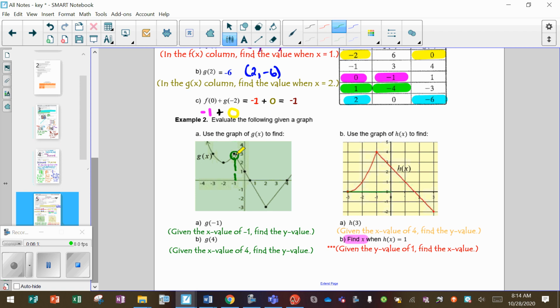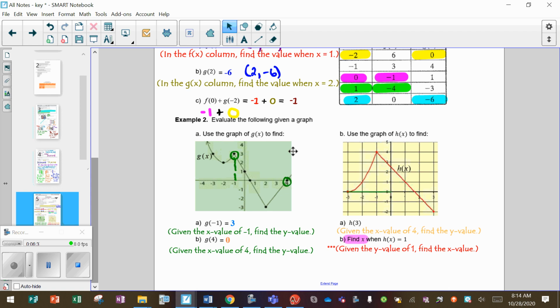What's the coordinates of that point? So that would have a y value of 3. So g of negative 1 is 3. When they ask for g of 4, you're going to go to the graph. You're going to go and find where x is 4. And what's the y value at that point? And the y value there would be 0.